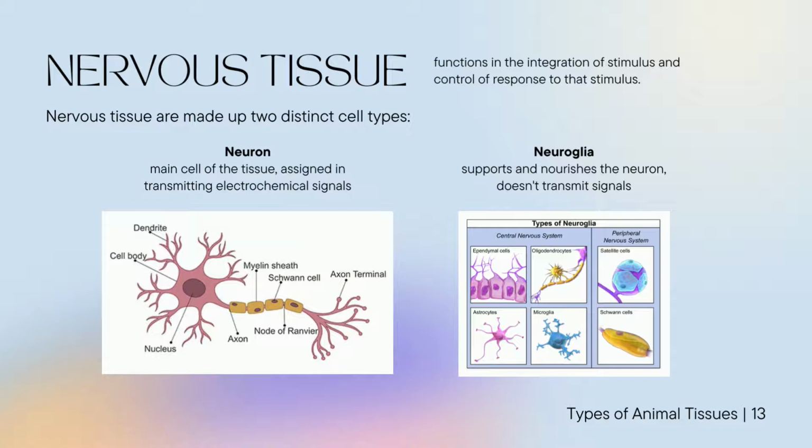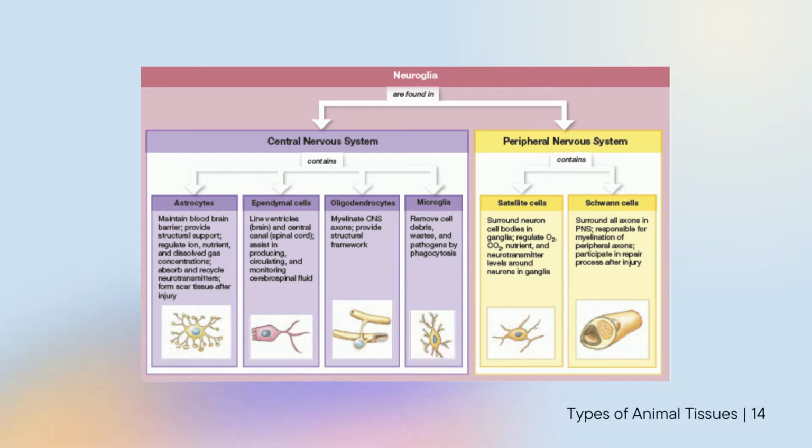Next, neuroglia supports and nourishes the neuron, and they do not transmit signals. So there are many kinds of neuroglia. We will talk about this in the next slide. So we have six kinds of neuroglia: four in the central nervous system and two in the peripheral nervous system. So in the central nervous system, we have four: astrocytes, ependymal cells, oligodendrocytes, and microglia. And in the peripheral nervous system, we have two: satellite cells and Schwann cells.